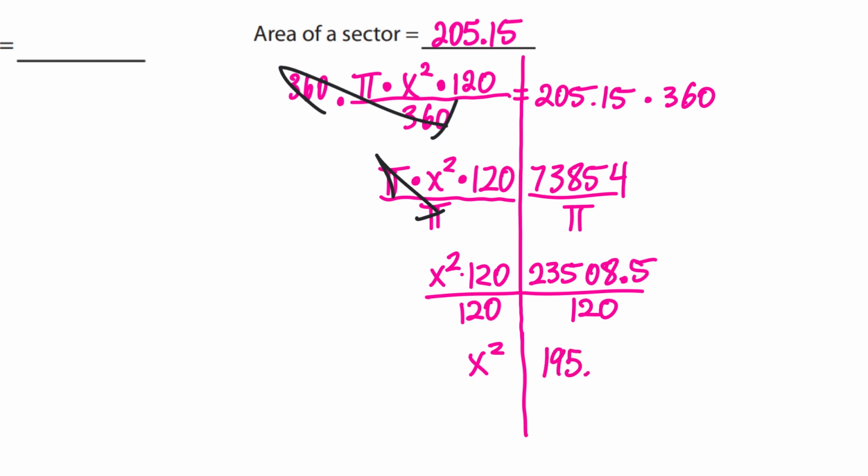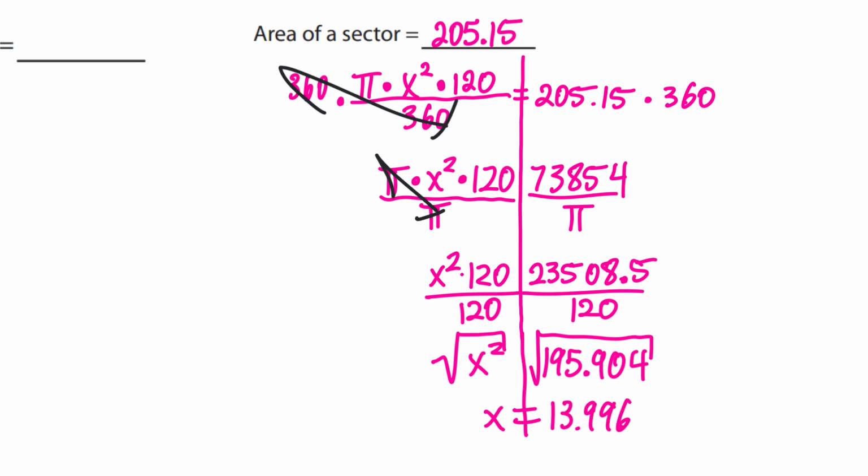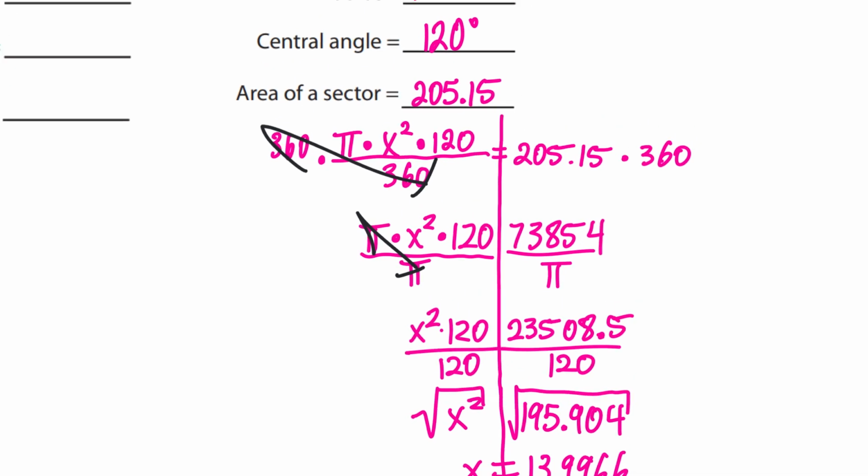195.904. Now you would put it in the square root. Good. What's the inverse of square? Square root. The opposite of square is square root. So we're going to square root at this point. So square root one side, I got to square root the other. You get 13.9966, but that is going to round to 14.